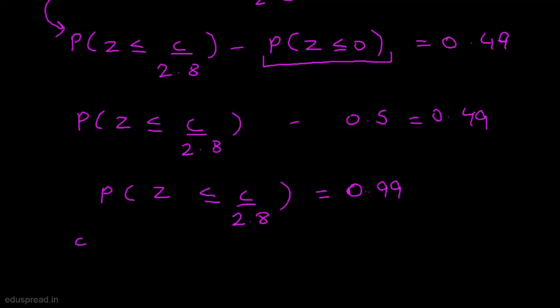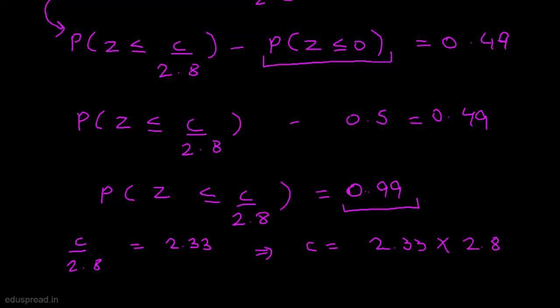So we can write that c divided by 2.8 is equal to 2.33, because that is the value of z that corresponds to this probability. This implies that c is equal to 2.33 multiplied by 2.8, and this is equal to 6.524. So the value of c is 6.524, and this is what we wanted to find. So this is all for part D. Let's move to part E.